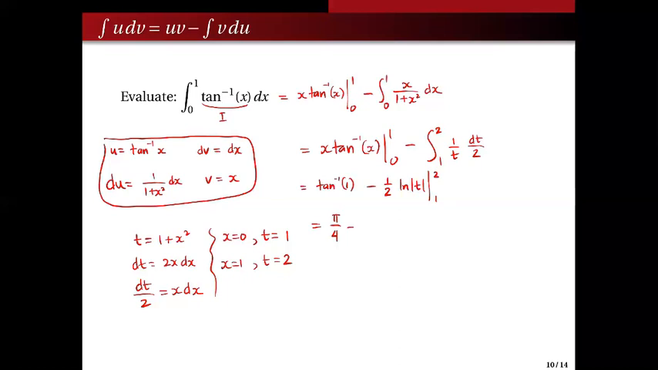And then here we have minus 1/2 at t equals 2, we have ln of 2. At t equals 1, we have ln of 1. But ln of 1, that's equal to 0. So all in all, you will have pi over 4 minus ln of 2 over 2. So this is the final answer to this expression here. Okay?